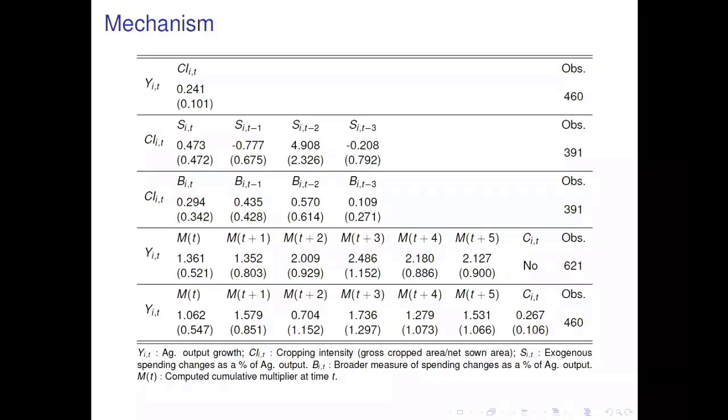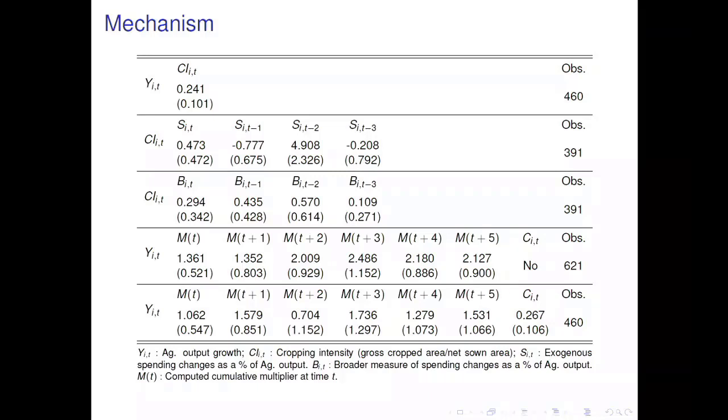Again, worth contrasting this with the broader measure of transfer spending changes. That is, we regress cropping intensity on the broader measure of transfer spending changes. And the key point is, again, to compare the magnitudes here, where there's an order of magnitude difference between the two.